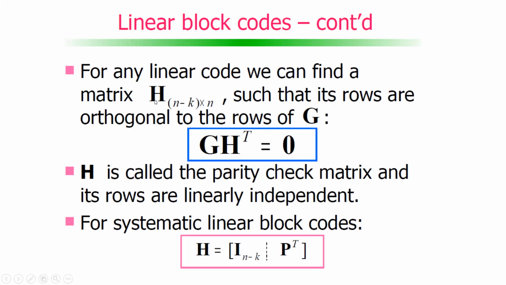What are the dimensions of the H matrix? H is also called the parity check matrix. G is called the generating matrix. Dimensions of G are k cross n. Dimensions of H are n minus k cross n.